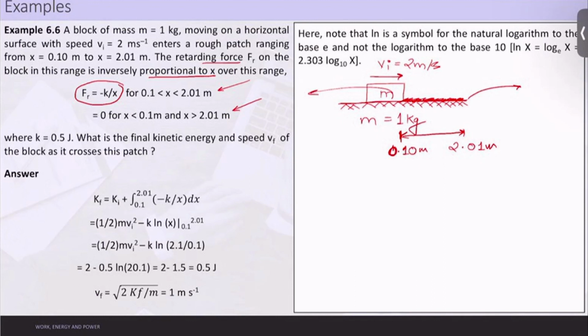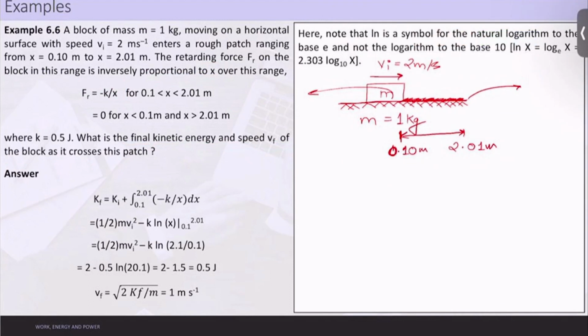Only the work done due to this retarding force matters. Here k is equal to 0.5 joules. The question asked is: what is the final kinetic energy and the speed vf of the block as it leaves this patch? Let us apply the simple work energy theorem concept and solve this question.